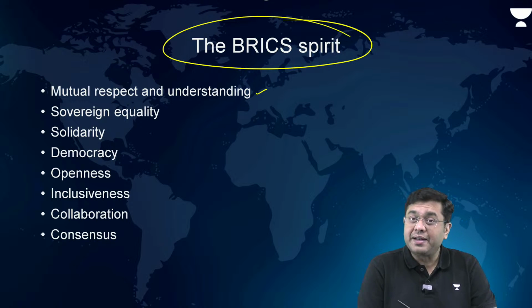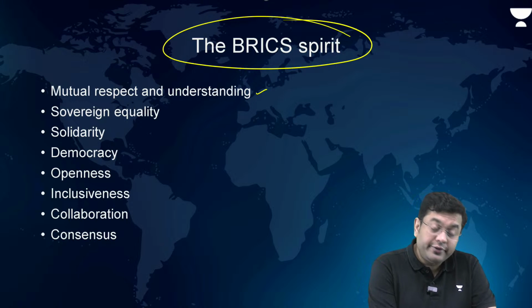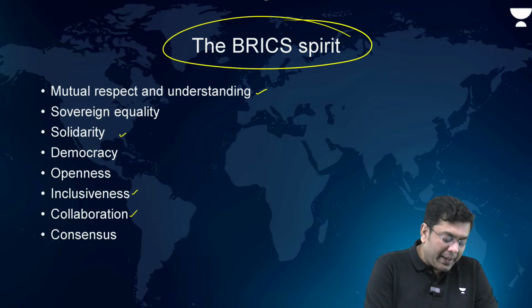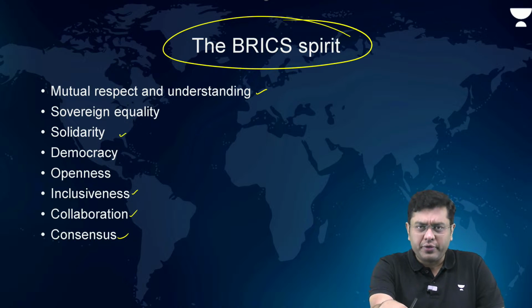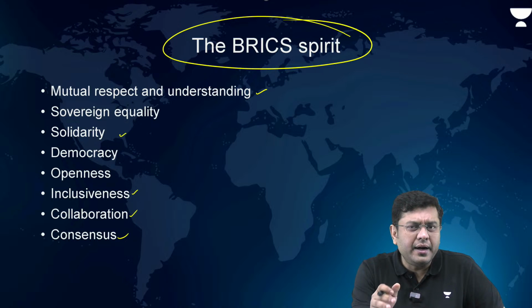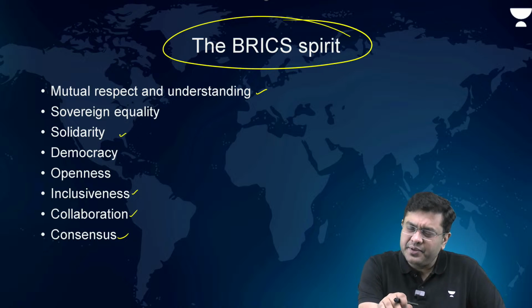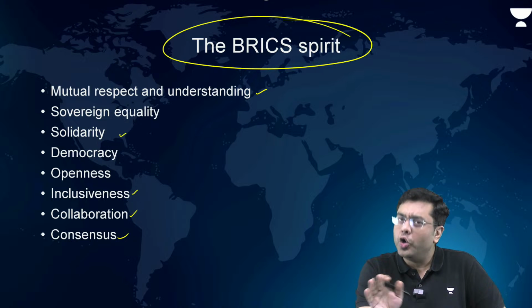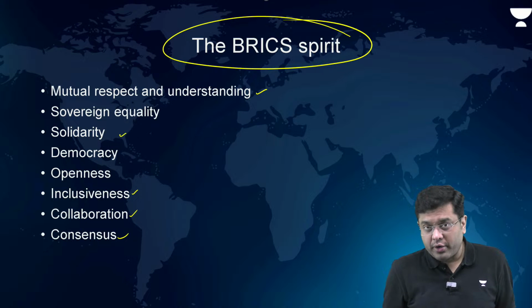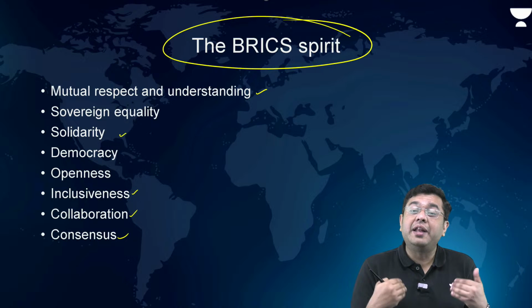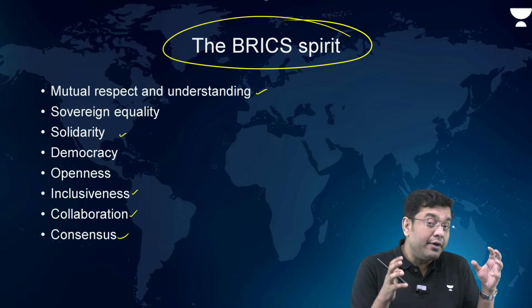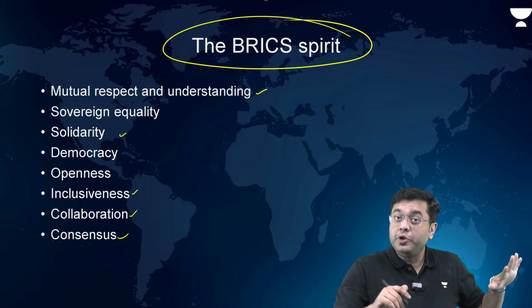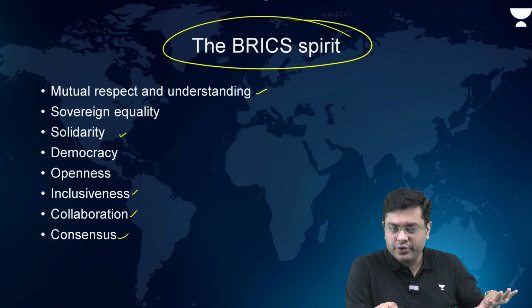So here: mutual respect and understanding, sovereign equality, solidarity, democratic ideals, openness, inclusiveness, collaboration, and consensus. Now, when we say the aspect of democracy, does that mean the country should have democratic ideals within their own political system? No. It means the grouping should be democratic, where all the members are okay to contribute, their voices are heard, and their voices are not subdued based upon the economic heft of the other nations.